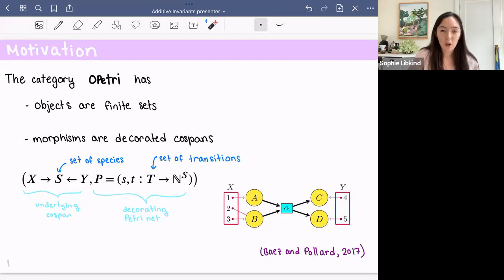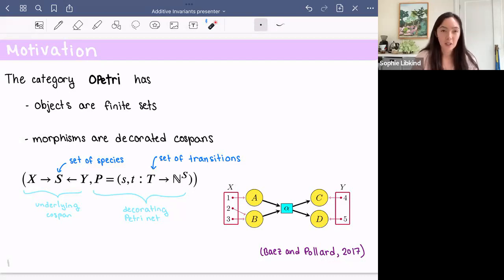And the idea is this openness says that A and B are sort of available for sharing or being connected to other species in a composite. And this figure is taken from the original paper on the category of open Petri nets by Baez and Pollard, called a categorical framework for reaction networks or something like that.